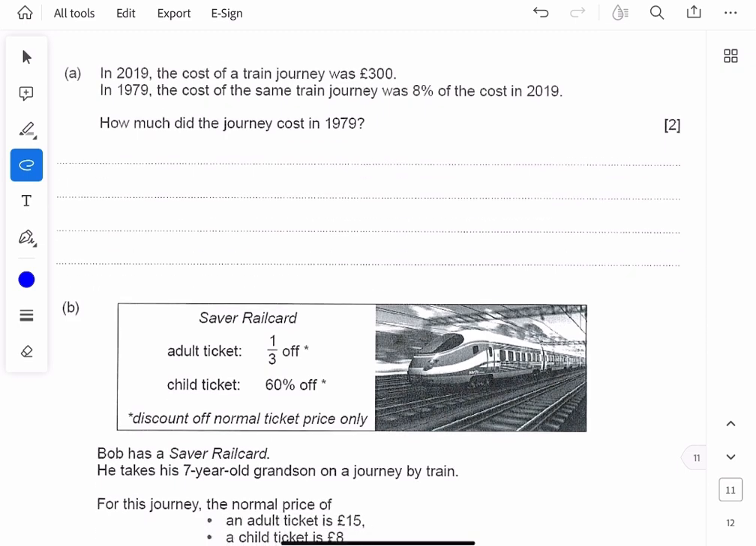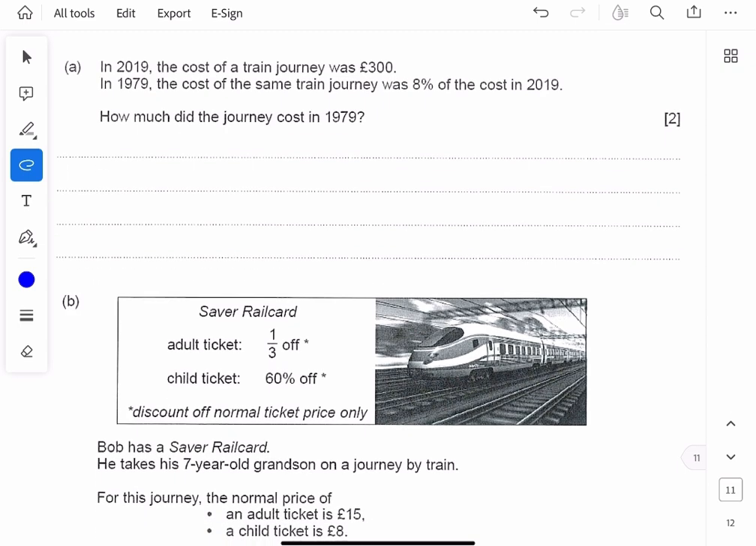Okay, next question. It's about the train journey, so we need to work out 8% of the train journey, which is 300. So 8% of 300. As usual in the non-calculator questions, we're going to use easy percentages like 1%, 10%, 50. So 1% means divide the number by 100, which is 3, and times your answer by 8, and that will be 8%, 24 pounds. That's a quick and easy question. Hopefully everybody got this right.